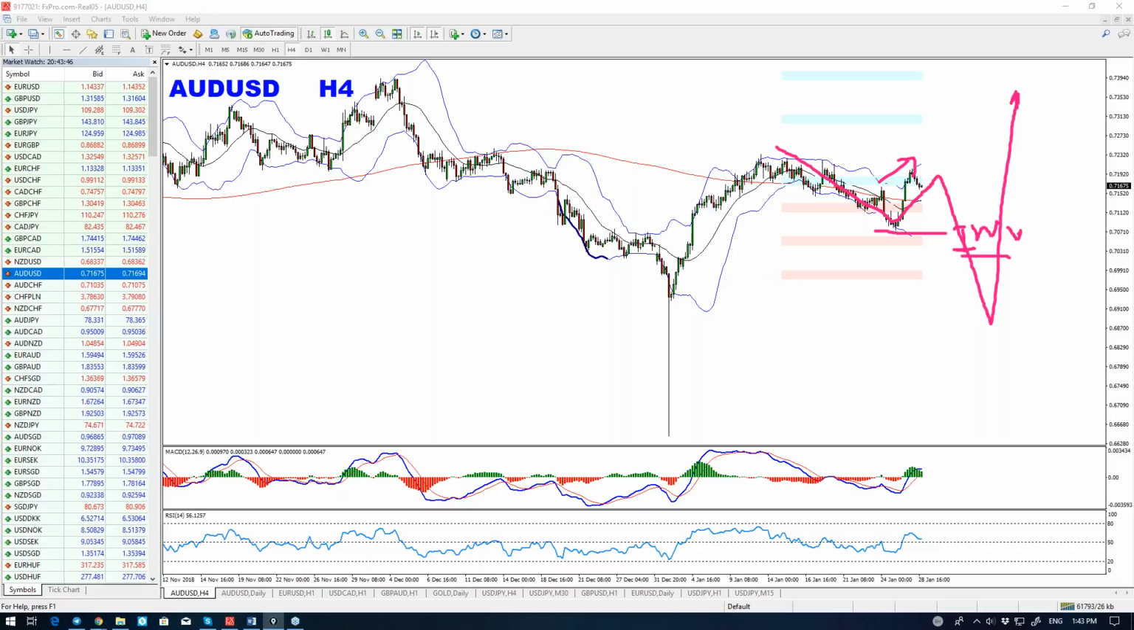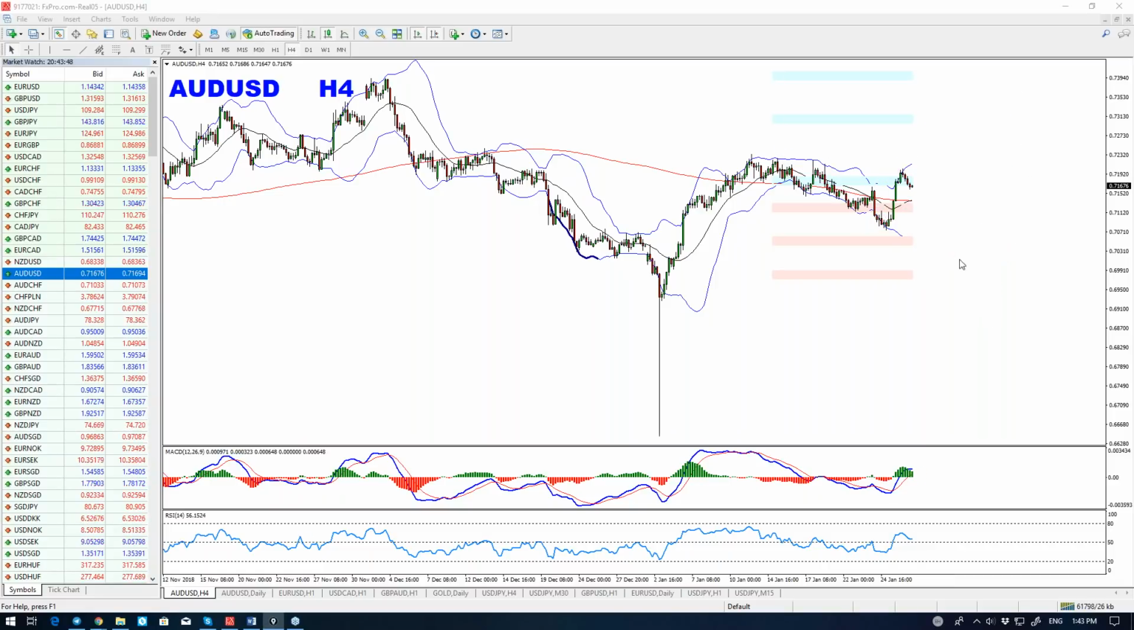So we must be very clear with our plan here. This is our invalidation. As long as it holds, we are after buy setups. Okay?